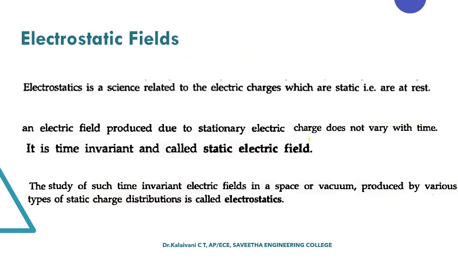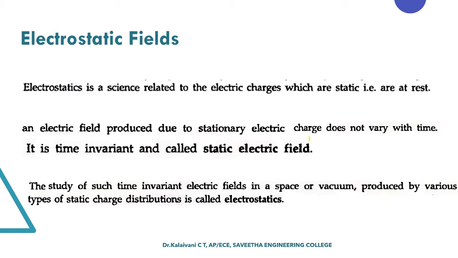And electrostatics is the science related to electric charges which are static or at rest. You know very well that current happens due to the movement of electrons. When there is a flow of electrons, then current is there. When there is no flow, when the electric charges are at rest, when there is no potential or something, then it is called the electrostatic field. The study of electric charges which are static or at rest is called electrostatics.